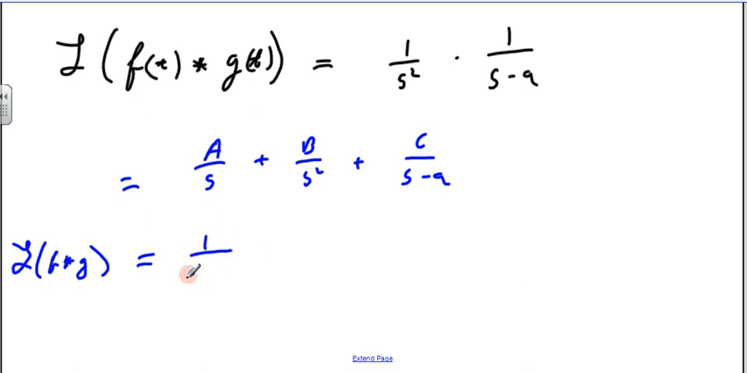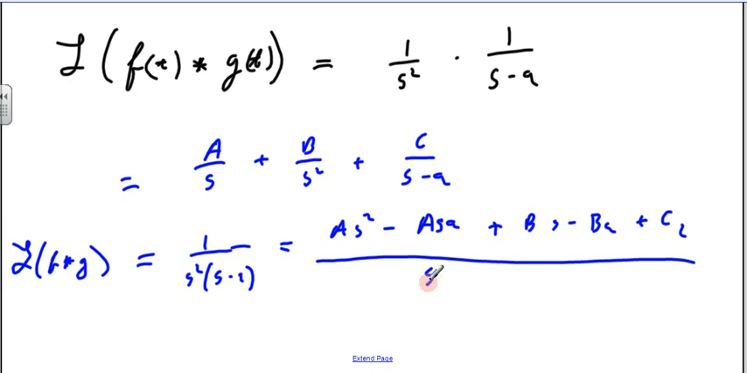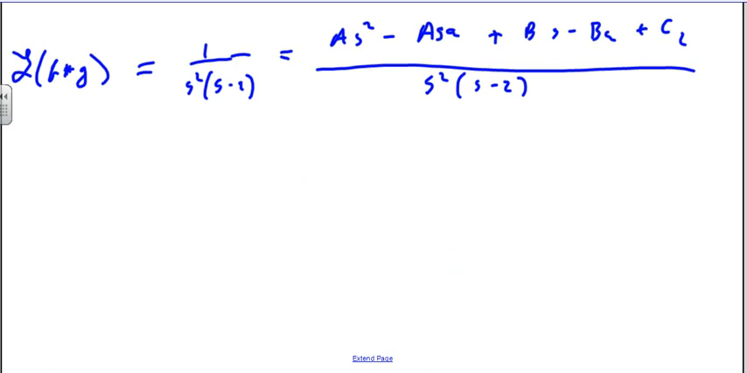Which is 1 over s squared (s minus a). And this is going to be A(s squared minus a), big A, little a, with an s. Yes, with an s. And then this guy is just going to be Bs minus B, little a. And then this guy here is going to be plus C s squared. And that's all going to be over s squared (s minus a).